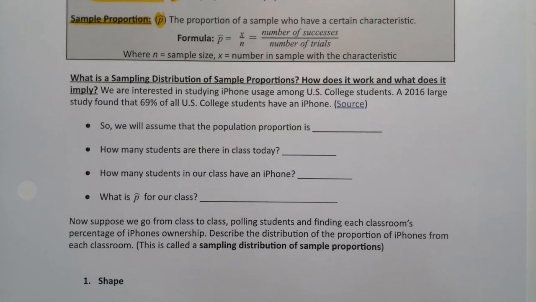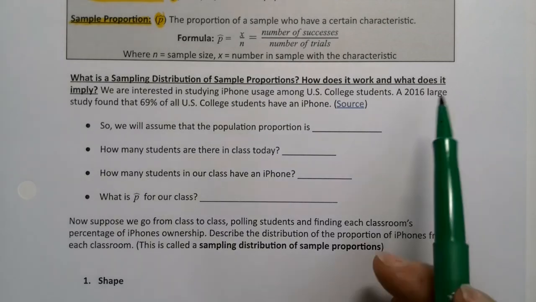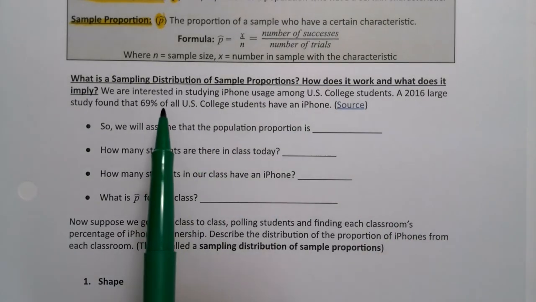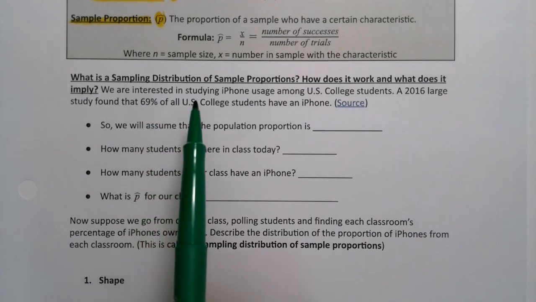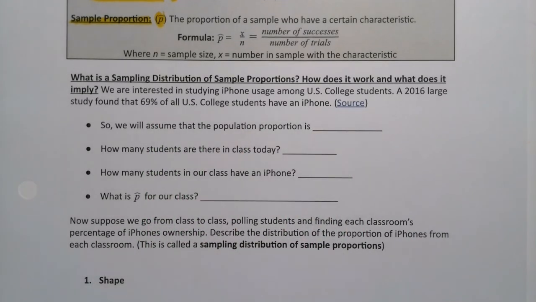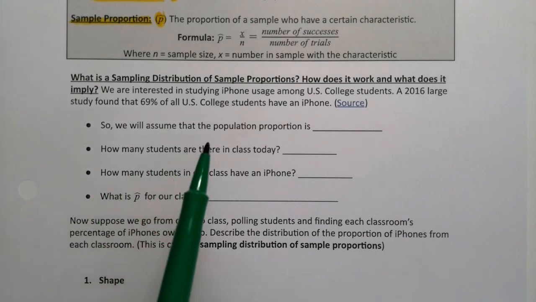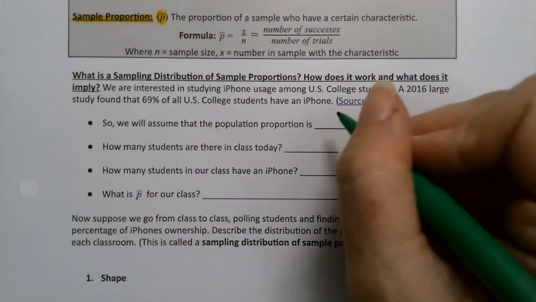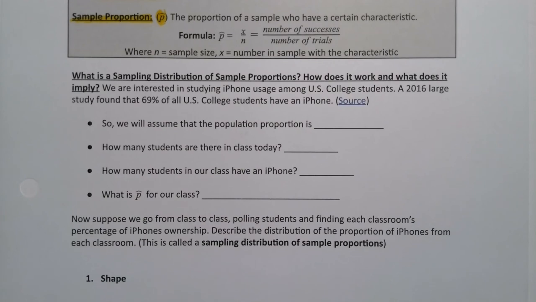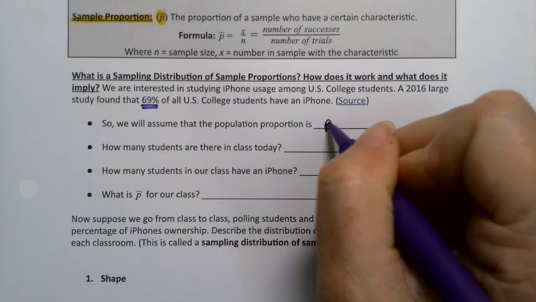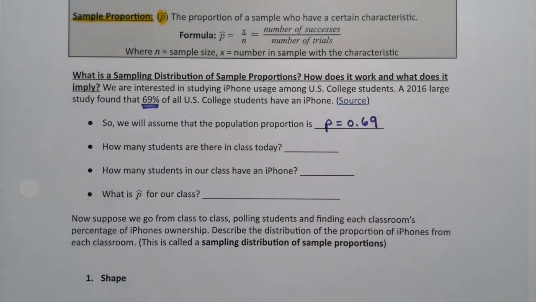All right, now what is a sampling distribution of sample proportions, and how does that work, and what does it imply? Let's illustrate this in an example. Suppose we are interested in studying iPhone usage among U.S. college students. An actual study in 2016, a rather large study of college students, found that 69% of college students have an iPhone. There's a link to that source. So we assume P equals 0.69. That's what we assume to be true unless we can prove it otherwise.